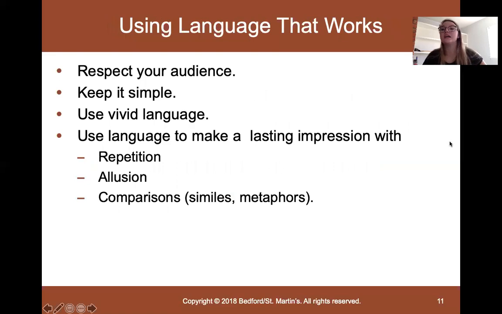All right, use language that works. Respect your audience. Keep it simple. Use vivid language. You want to suck them in. You want them to want to hear what you have to say. You want to be enthralling and engaging.